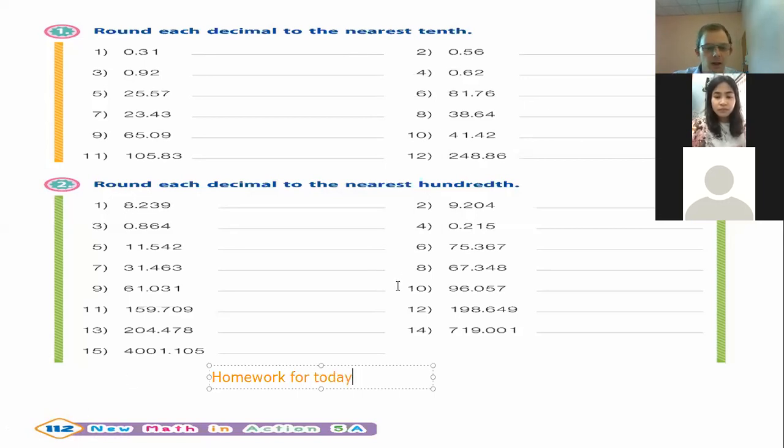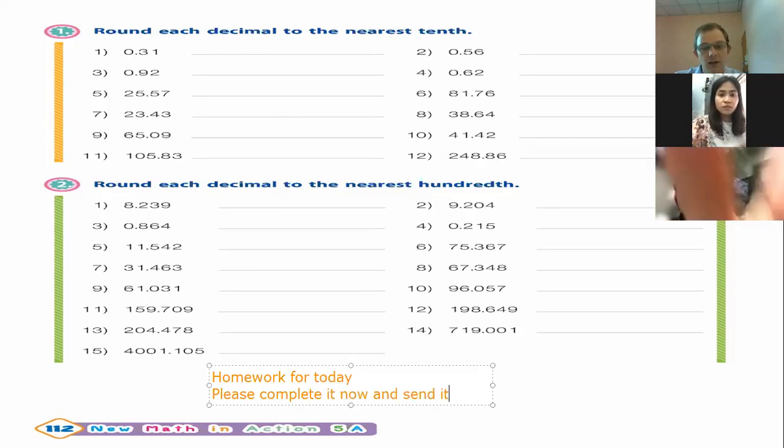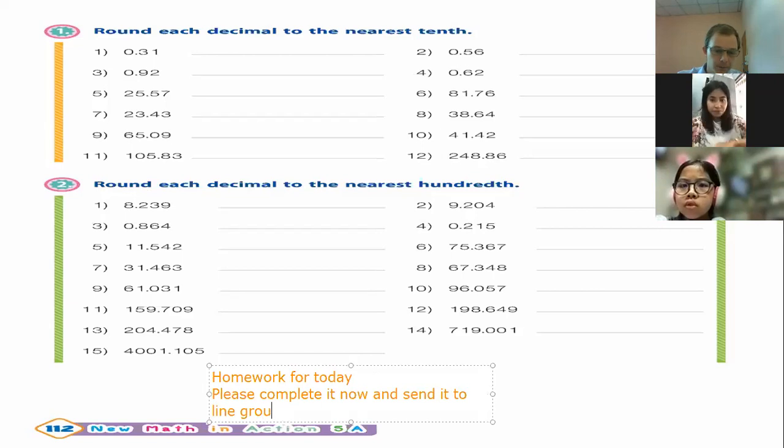Homework for today is on page 112 in your books, and this will definitely count towards your score. If I get all the answers back, I will also share the answers with the group to see what each one is getting. So if you are doing poorly in these questions, I will share your answer with your friends. So homework for today, please complete it now and send it to the Line group.